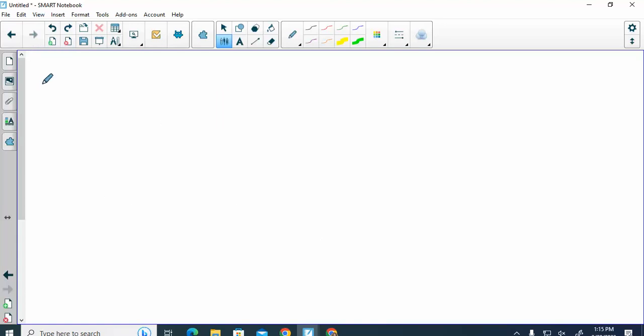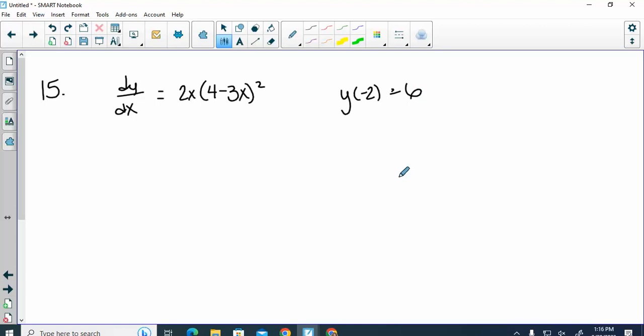15, last one. Okay, so dy/dx is the derivative, and it told you the derivative was equal to this, and that y of -2 equals 6. What am I asking you to do? Find the c. So before we can do the antiderivative, we would have to multiply this out. So square it and distribute the 2x. So that would be 32x minus 48x squared plus 18x cubed.